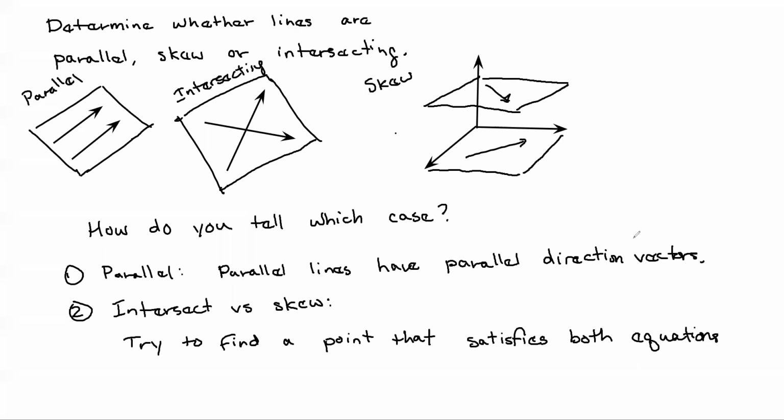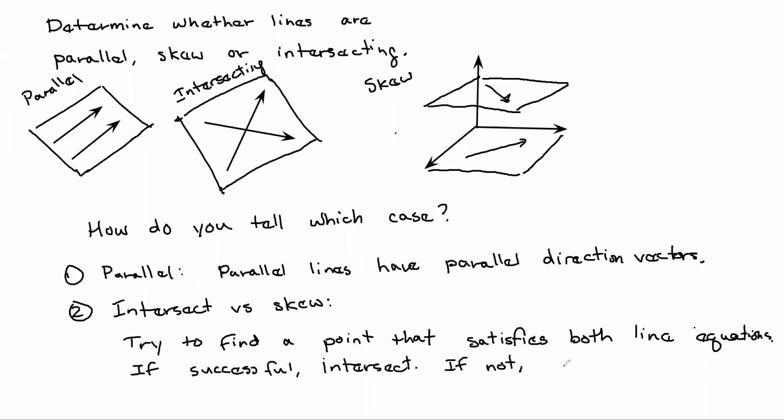Let's do this with both line equations. If you're successful, the lines intersect. If not, skew. So let's go through and try a couple examples.